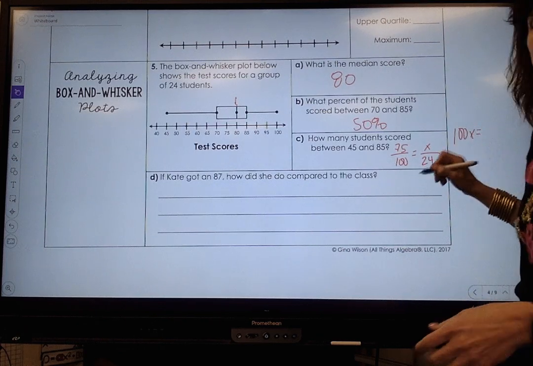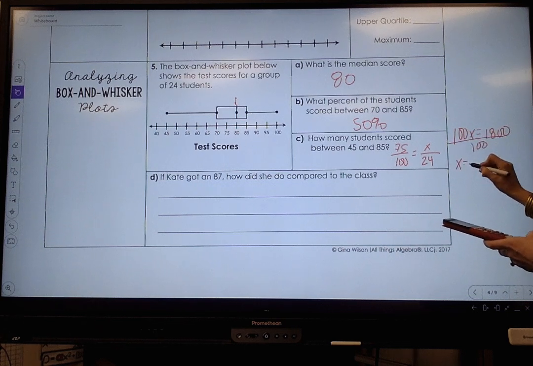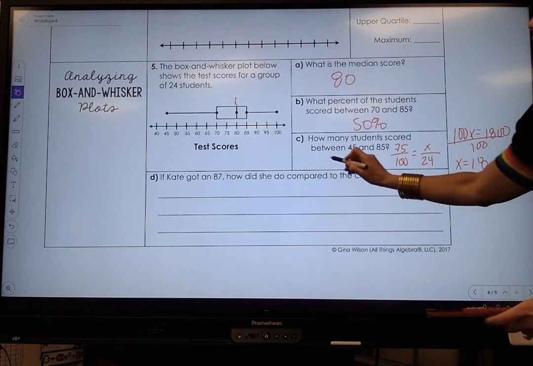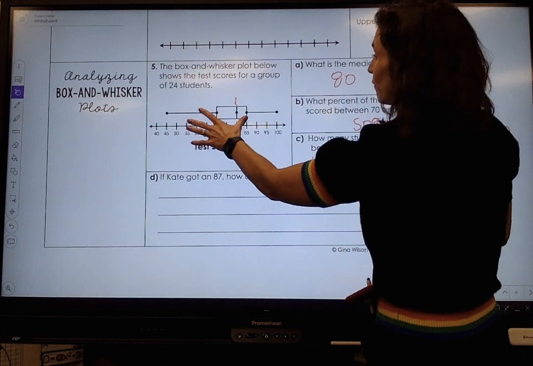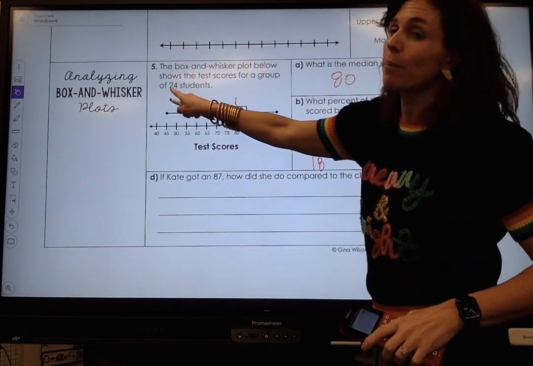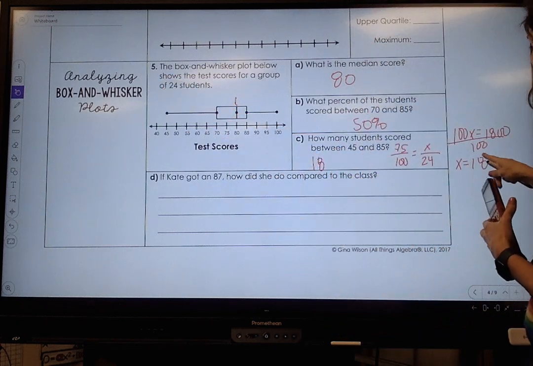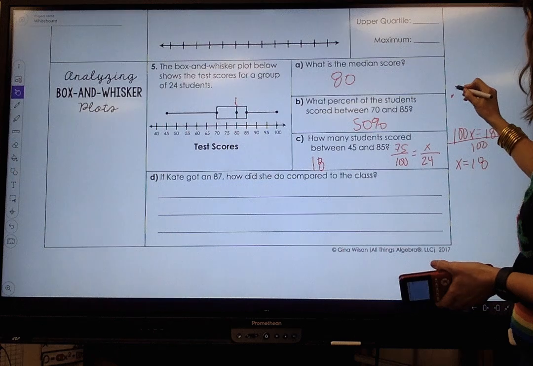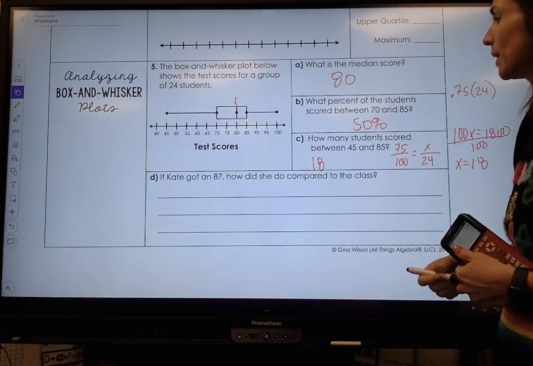And again, you could set up a proportion and cross multiply and then divide by 100. So 18 students scored between a 45 and an 85 because that's 75% of your population. So 75% of 24. That's how I get my answer there. You don't have to do a proportion. You could just do 0.75 times 24, and that's also going to give you 18.